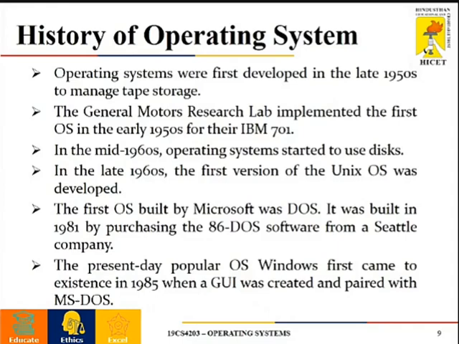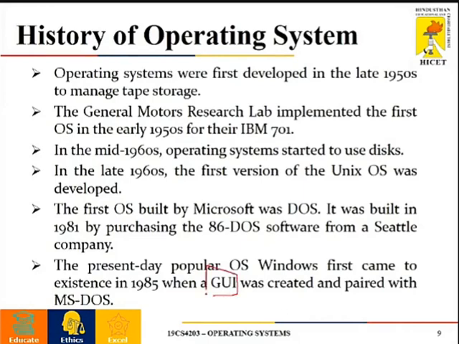In the late 1960s, the first version of the Unix OS was developed. Initially, the Unix OS was developed using the C programming language. The first OS built by Microsoft was the disk operating system, called MS-DOS. Even now it is available whenever we use a computer system. By default, it comes loaded with the MS-DOS operating system or Microsoft DOS operating system. It was built in 1981. And then the present-day popular OS, Windows, first came into existence in 1985 when a GUI. What is the GUI I'm talking about?